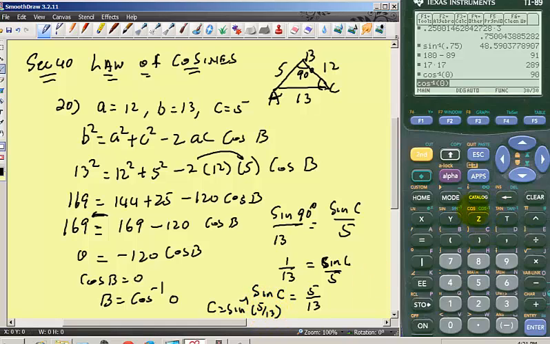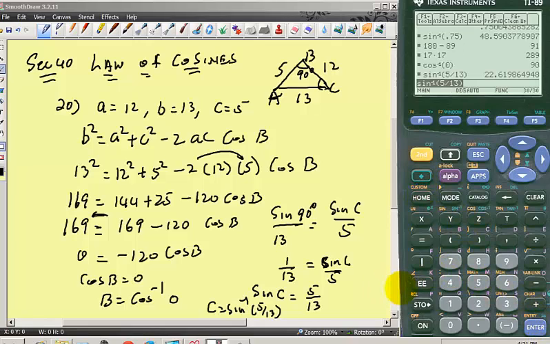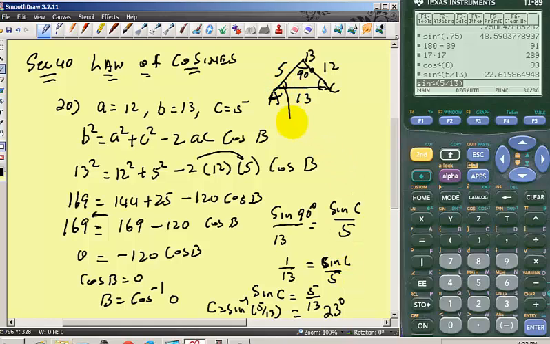So let's go sine inverse, 5 divided by 13, close parentheses. We're going to get a decimal, so I'm going to hit my approximation, and that will give me 22.6 degrees, so we'll round up to 23 degrees.